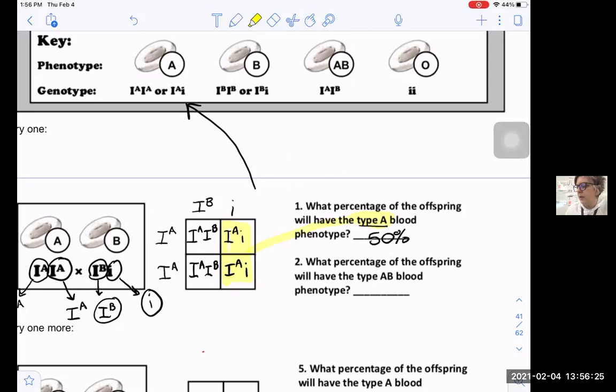All right, what percent then would have AB blood? Also 50%. Could these 2 parents have a type O baby? Nope, they sure can't. Because in order to have a type O baby, both parents would have to have a recessive allele to give to their baby. So no way, these 2 could not have a type O baby.